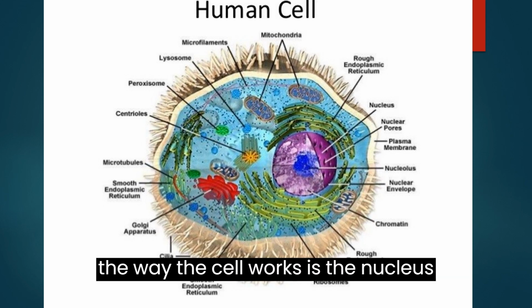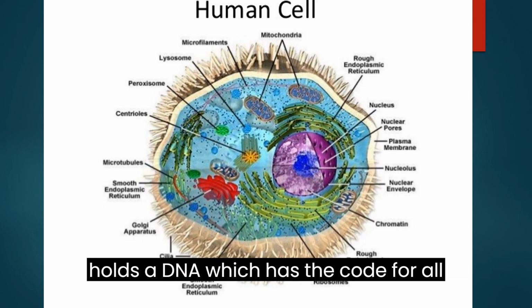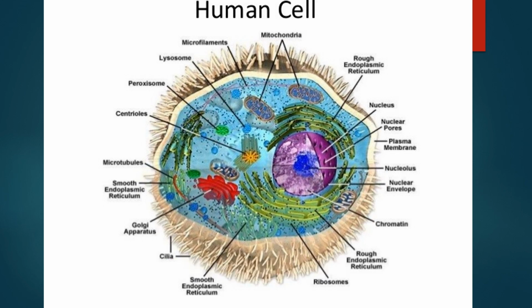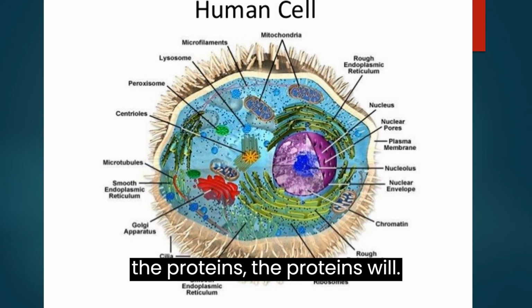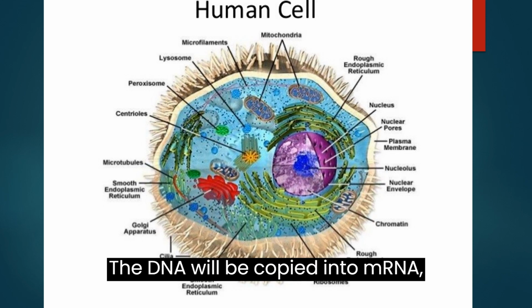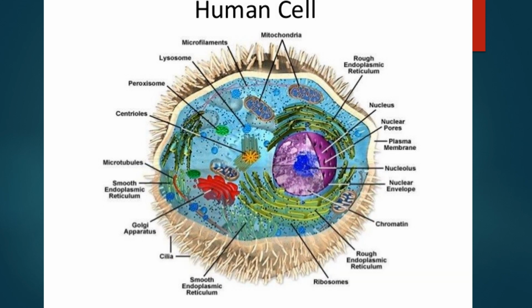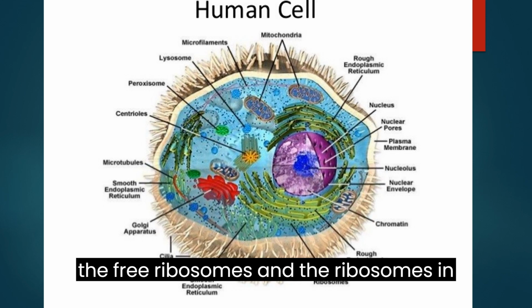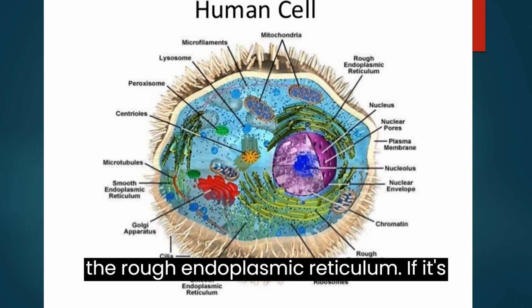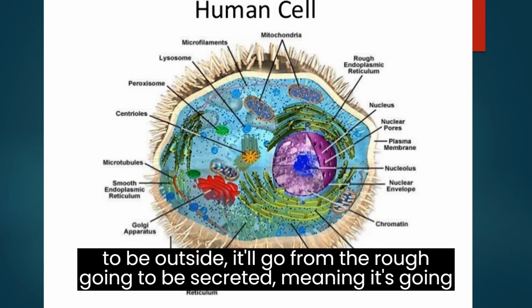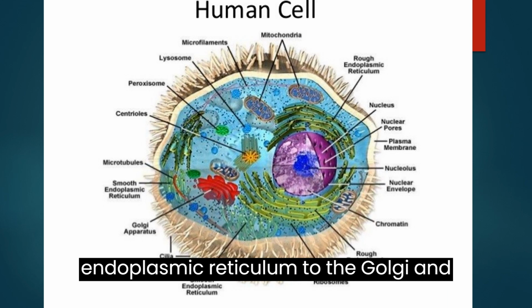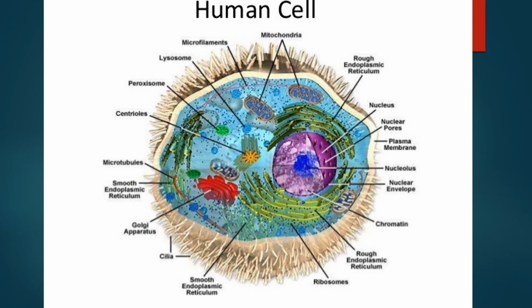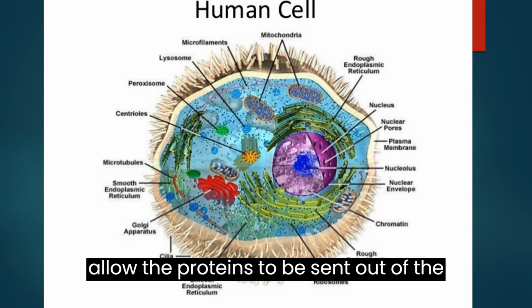Now, if you remember, the way the cell works is the nucleus holds the DNA, which has the code for all the proteins. The DNA will be copied into mRNA, leave the cell, and either be made by the free ribosomes or the ribosomes in the rough endoplasmic reticulum. If it's going to be excreted, meaning it's going to be outside, it'll go from the rough endoplasmic reticulum to the Golgi, and the Golgi will put it in vacuoles to allow the proteins to be sent out of the cell.